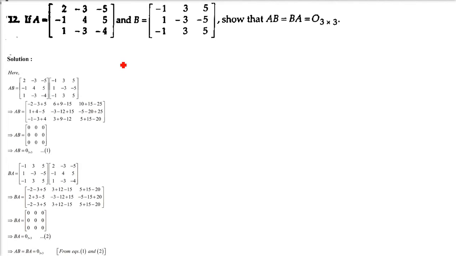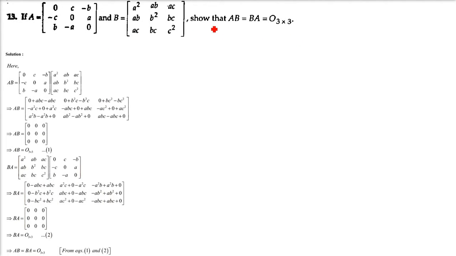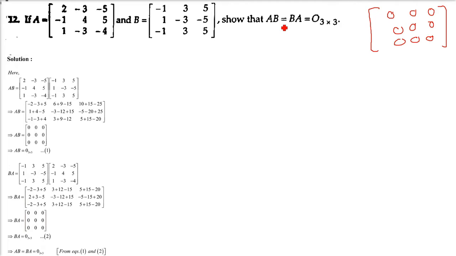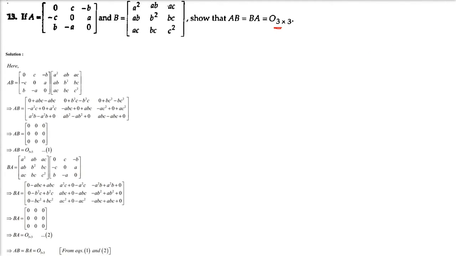A is given, B is given. AB and BA is a null matrix of order 3 by 3. The answer has to be 0, 0, 0, 0, 0, 0, 0, 0, 0. This has to be the final answer. So we have AB and BA. Same kind of questions we have here, this 12th one and the 13th one.